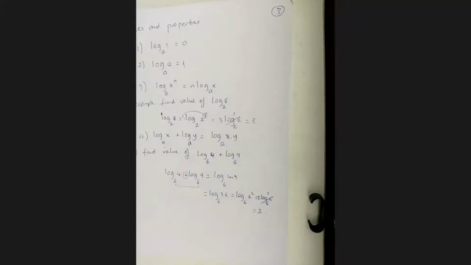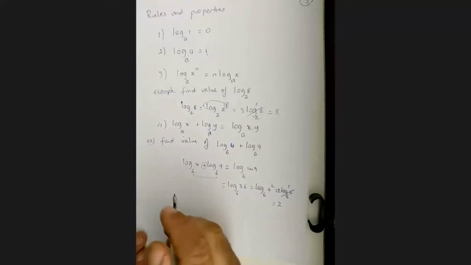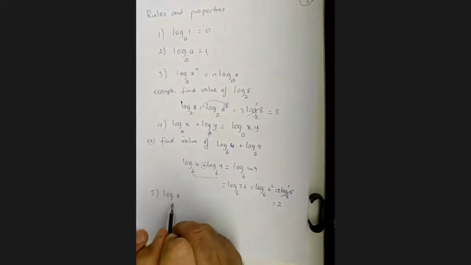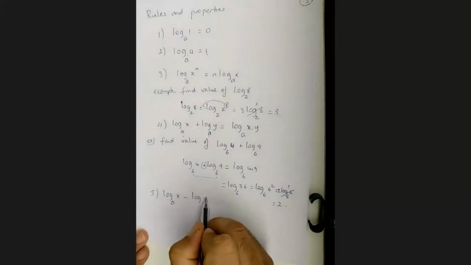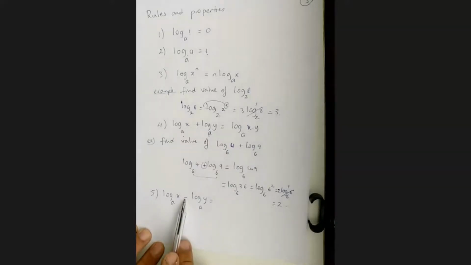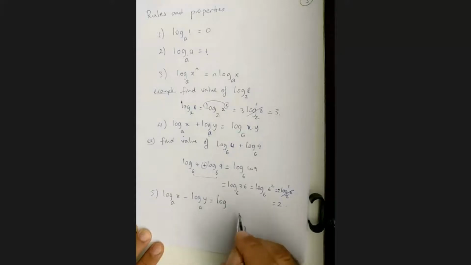And we have rule number 5, which says logarithm of x to base A subtract logarithm of y to base A. Again, as you see, the bases are equal. We have a negative sign there. So we can write this expression as a single logarithm, such as logarithm of x over y to base A.